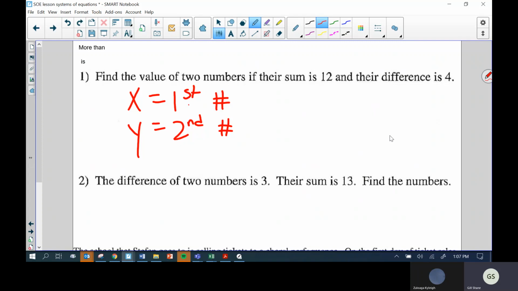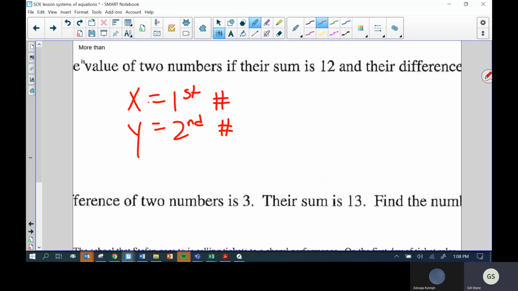Can you read it? It says find the value of two numbers if their sum is 12 and their difference is 4. What's the first thing that has to be true about those two variables? Well, that's why I read it to you. The sum is 12. There, it still has the rule in it. First rule is what about those two numbers? Well, I'd say that's the second one. What comes before that? What are they telling us before that about the two numbers?